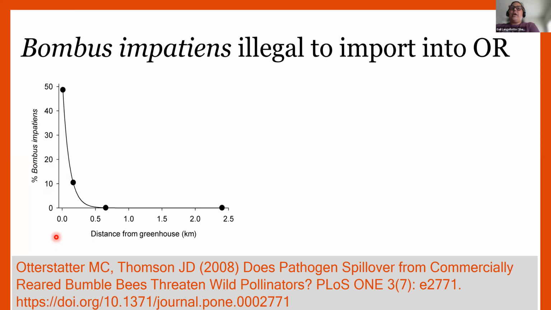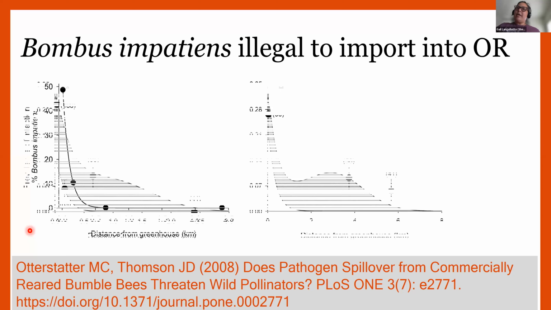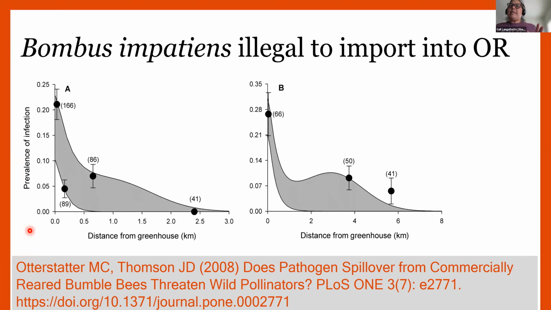And that's a concern for several reasons. This is a graph from Otterstatter and Thomson, published in 2008 in the Public Library of Science, where they did surveys looking at where they found Bombus impatiens in and around Canadian greenhouses. And they found that the closer you get to a greenhouse, the more likely you are to find an escaped Bombus impatiens.